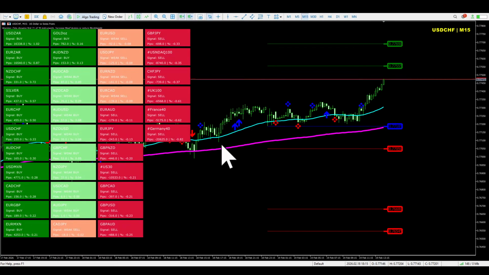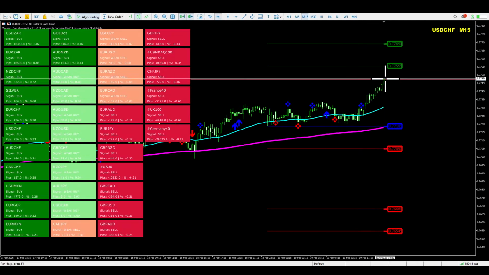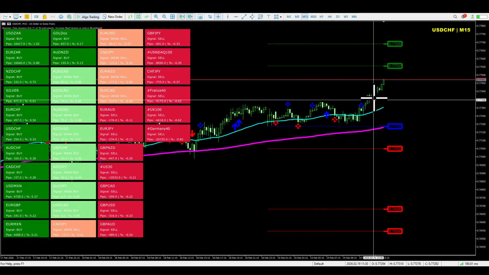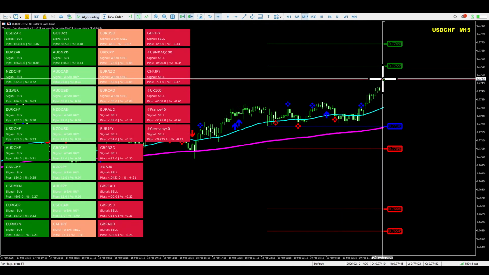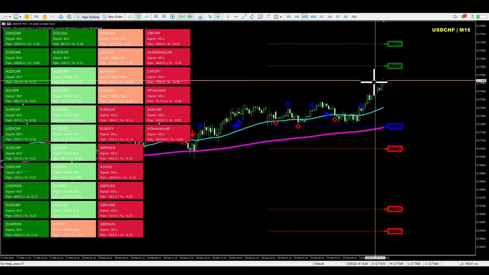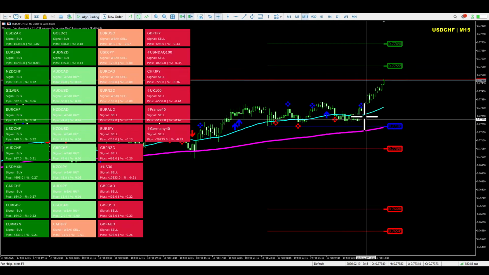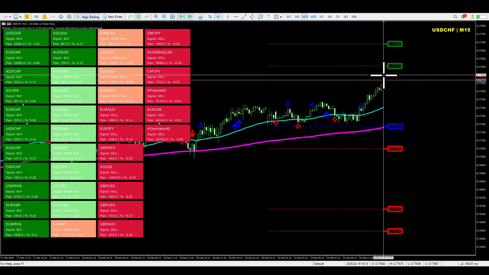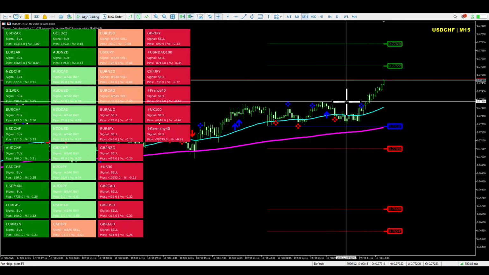So if we go to the USDCHF, guys, the first question that we want to ask ourselves is: is the market bullish or bearish? The way you determine that is you need to look at where the price currently is in relation to the cloud indicator or the 200 EMA. So if the price action is above the 200 EMA, it means that we're in a bullish market. Okay. And then once we've established that, now we want an entry.